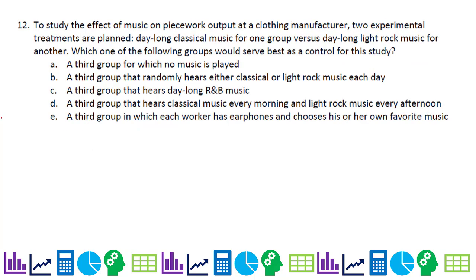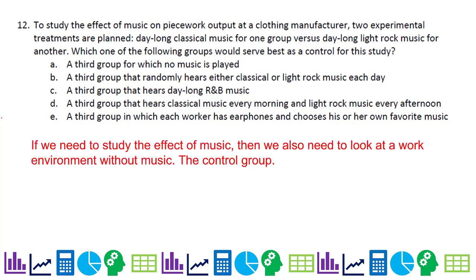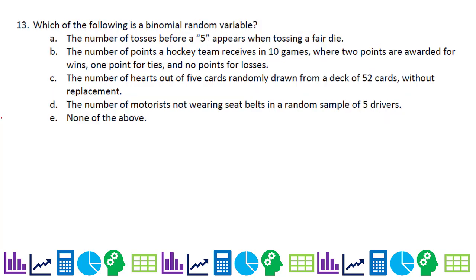Number 12. To study the effect of music on piecework output at a clothing manufacturer, 2 experimental treatments are planned. Day-long classical music for one group versus day-long light rock music for another. Which of the following groups would serve best as a control for the study? So if we need the effect of music, then we also need to look at a work environment without music. That is our control group. So it would be a third group for which no music is played. So hopefully that one was pretty easy.